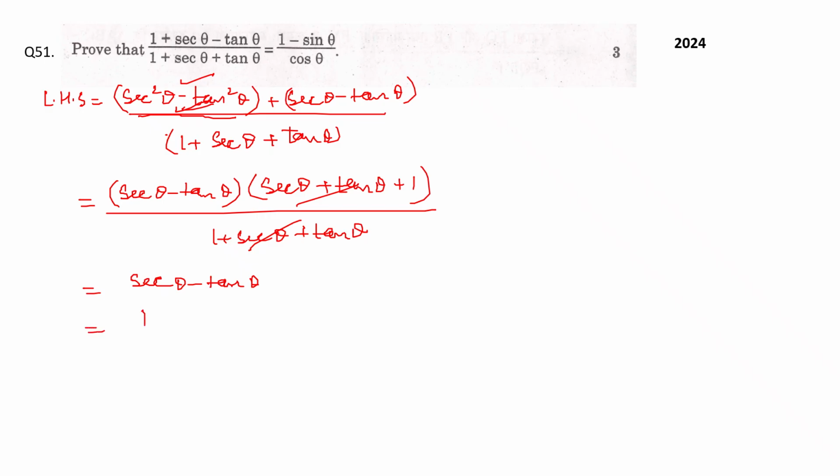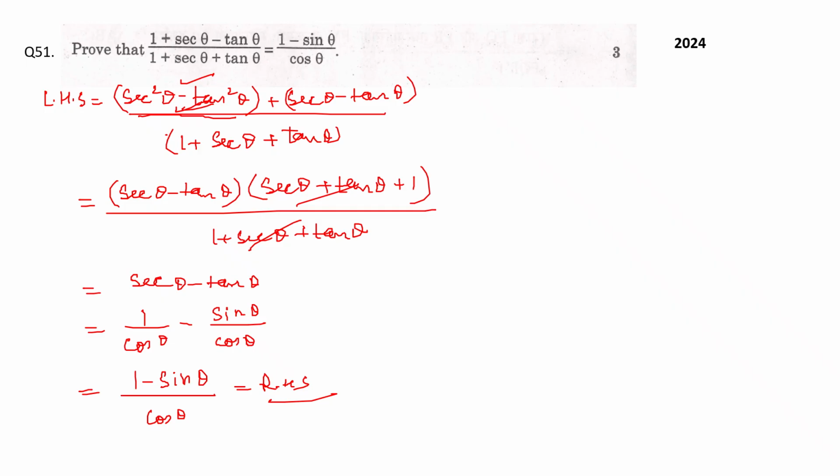Now sec theta you have to write as 1 by cos theta minus sin theta by cos theta. So take cos theta as LCM. So it will be (1 minus sin theta) by cos theta, and this is only your RHS. So this is also a very important question. Many times it comes in the exam.